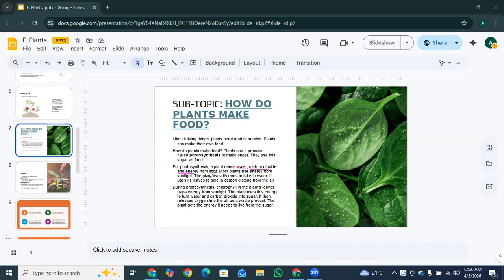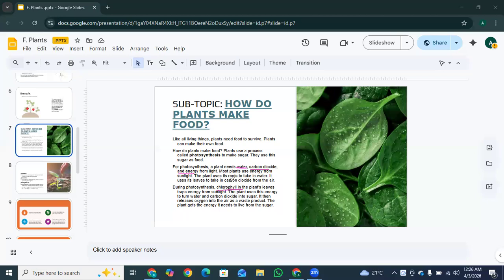During photosynthesis, chlorophyll in the plant's leaf traps energy from sunlight. The plant uses this energy to turn water and carbon dioxide into sugar. It then releases oxygen into the air as a waste product. The plant gets the energy it needs to live from the sugar. We have the secret ingredient that the plant uses, which is chlorophyll.